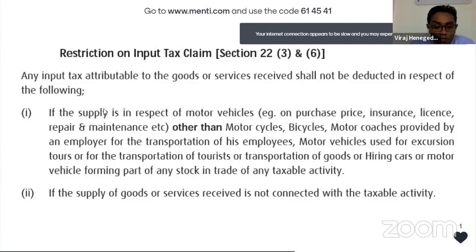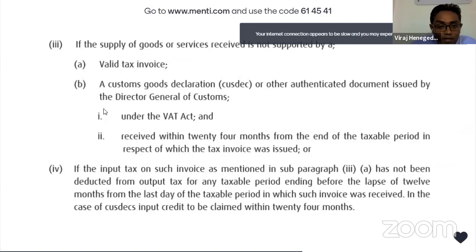Then the supply of goods and services received that is not connected with the taxable activity. There can be some services which are not connected with the main taxable activity, and that also you will not be able to deduct. Right, we'll look at the next one. If supply of goods or services received is not supported by a valid tax invoice, remember when you want to claim your input VAT, you must have a valid tax invoice, or else you must have the CUSDEC.